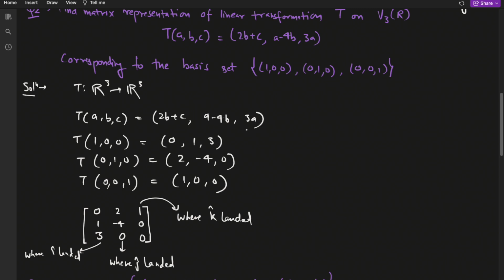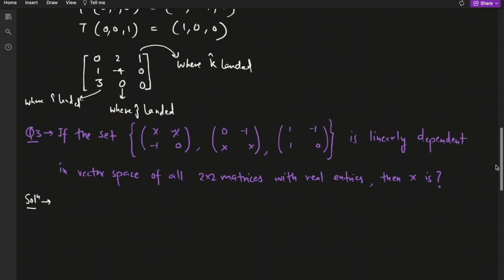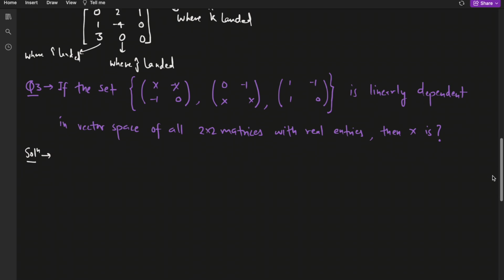Also, you can see this can be written in terms of the basis, like we have this standard basis. So I can simply write this like this. This transformed vector is nothing but 0 times the first basis vector plus 1 times the second basis vector plus 3 times the third basis vector. If you solve this, you will get this only. Similarly, you can do it for the second and third one. So this one is a simple question, but it is important because it is helpful in solving bigger problems.